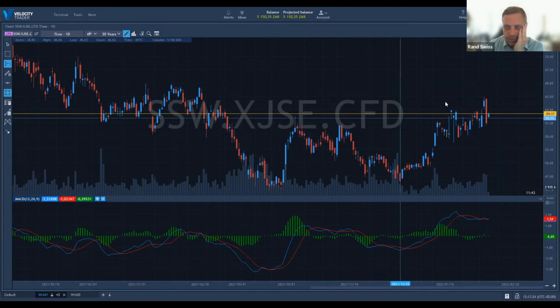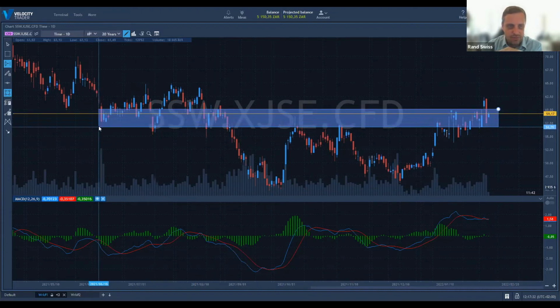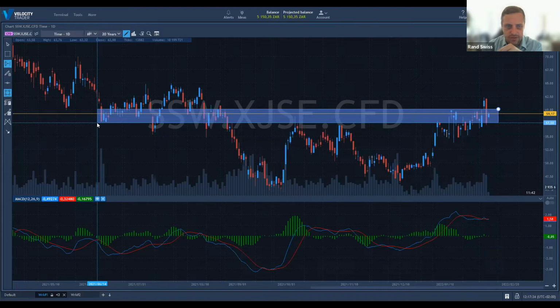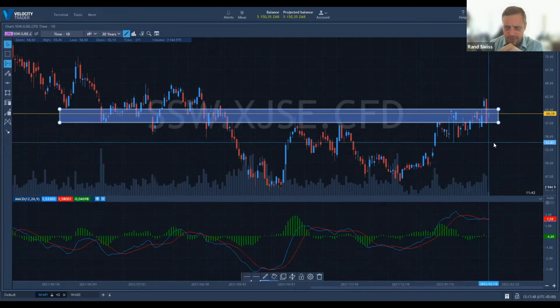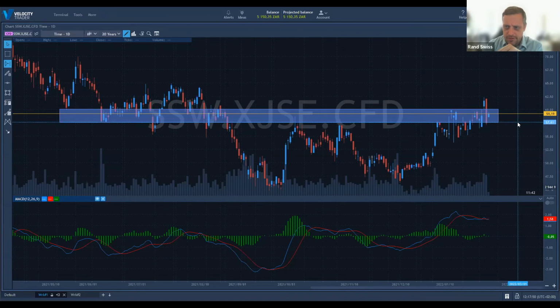Let's look at support and resistance. A lot of people like to draw a line for support and resistance. I prefer to draw squares because they tend to be more like areas than very specific numbers. Right now, on Sibanye, we can go back even further to here. This little area of support and resistance for Sibanye is between 57.50 and 60.